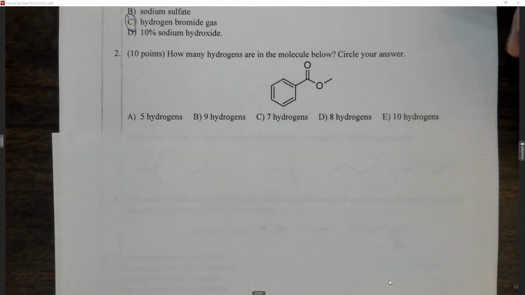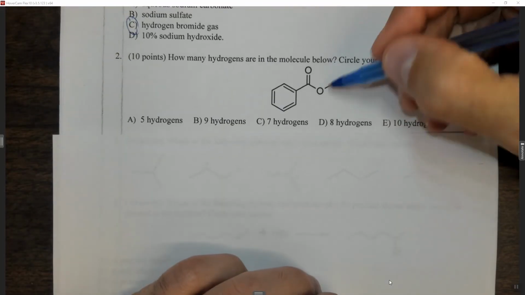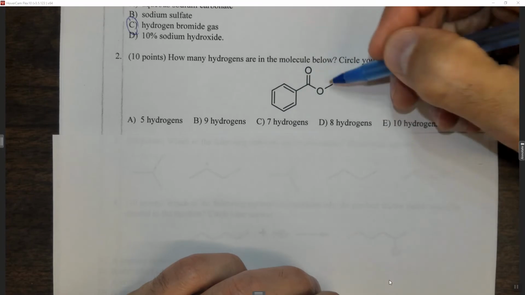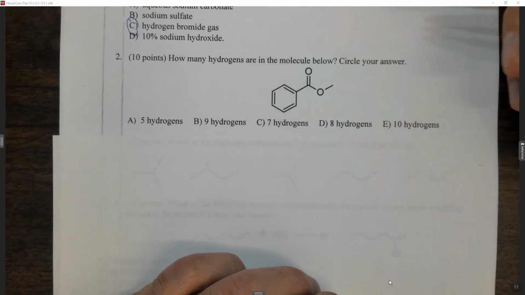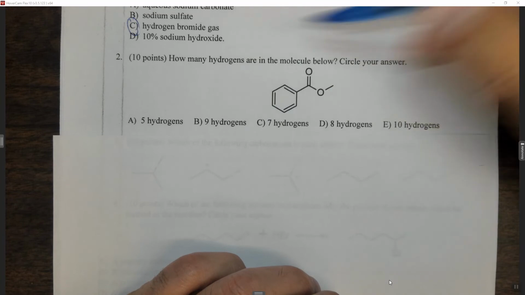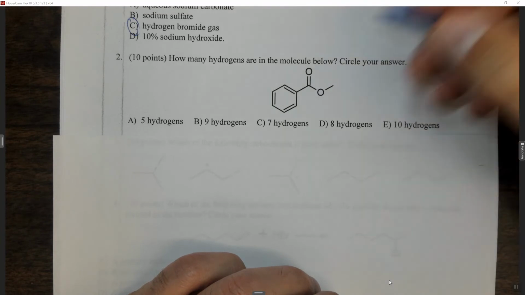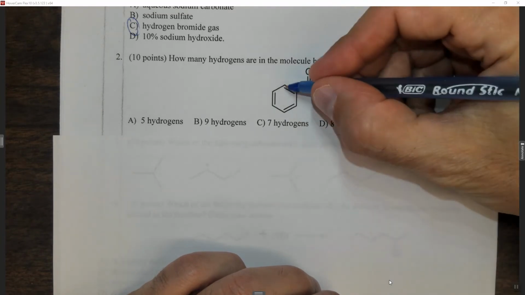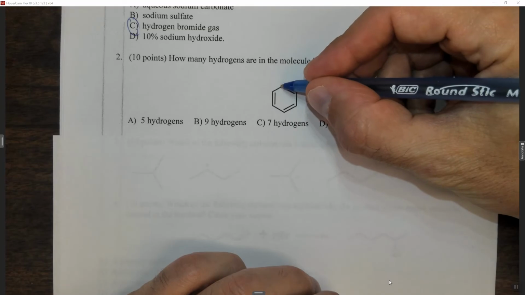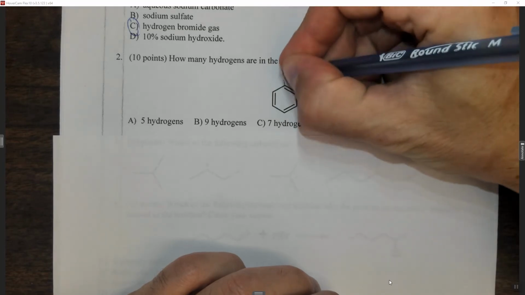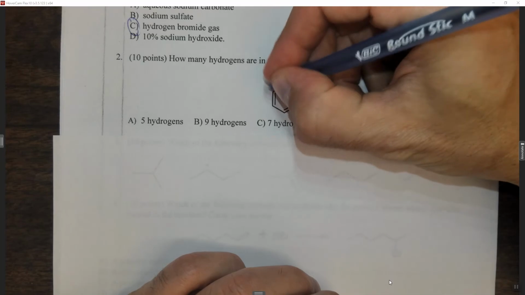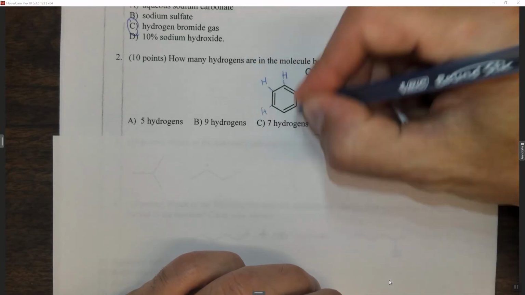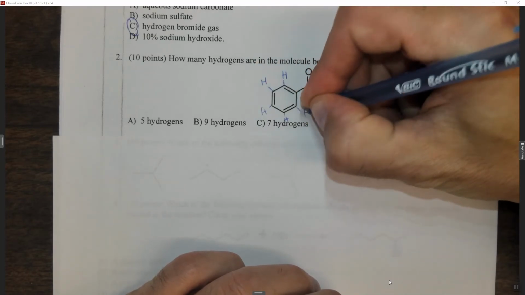All right, so in question 2, we have an ester. This is a methyl benzoate. So this is benzoic acid with a methyl group on it. So it asks us to find out how many hydrogens are in this molecule. Carbon has 4 bonds. So if we look at this carbon, what is shown is 1, 2, 3 bonds, so it must have a hydrogen. Same here, has 1, 2, 3 bonds, so it must have a hydrogen, and that's true here, here, and here as well.